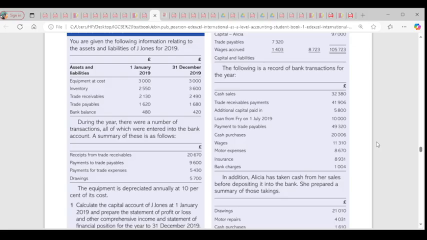2,490. So the addition of closing trade receivable plus receipt or payment received is 23,160 minus 2,130, which is the opening balance, will give us our revenue. So these two minus this will give you your revenue. And here, these two minus this will give you purchases. Is it clear now?